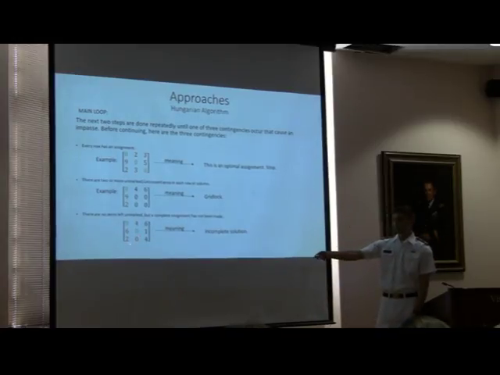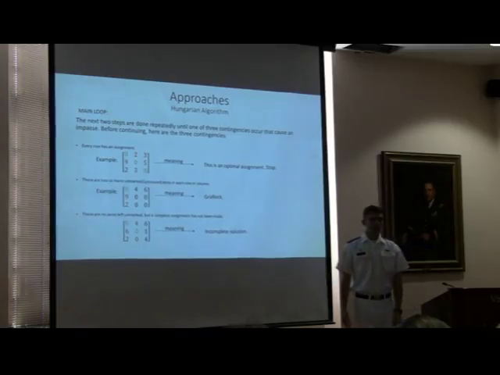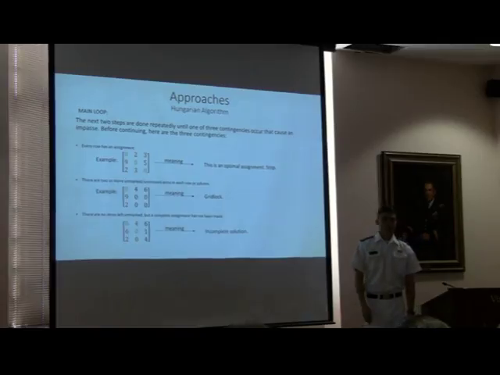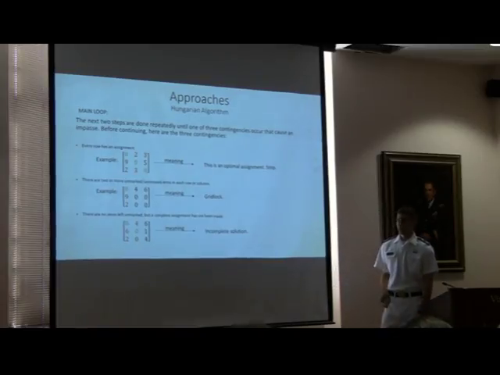And the final one is there are no zeros left unmarked. So all of the zeros have been either marked or crossed out, but a complete assignment has not been made. You see here we only assigned 2 workers to a 3x3 matrix. And that means we have an incomplete solution.